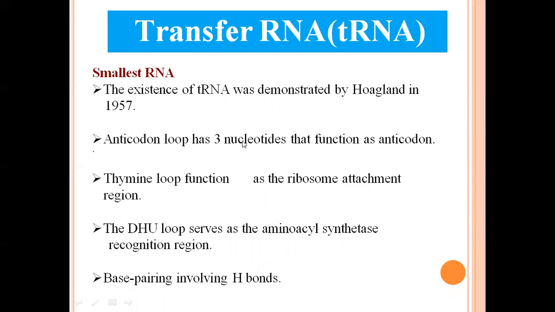We know the codon and anticodon. That means the codon is in the mRNA and the anticodon should be on the tRNA. So the anticodon should match with the codon. When the anticodon from tRNA matches with the codon on the mRNA, then amino acid synthesis will start. The thymine loop functions as the ribosome attached region, which is not so important. And base pairing involves hydrogen bonds. This is a very important point. You know that during codon and anticodon base pairing, only hydrogen bonds will be there.